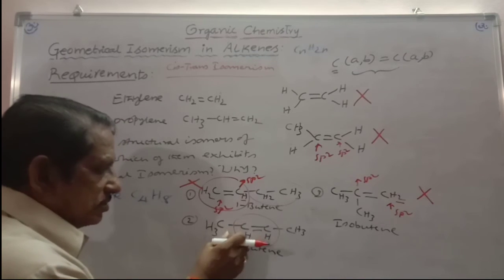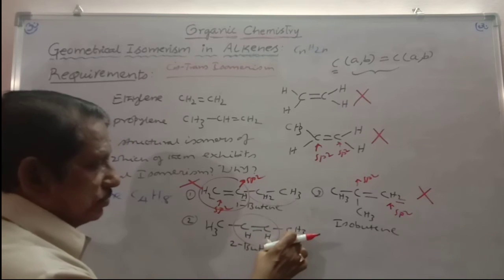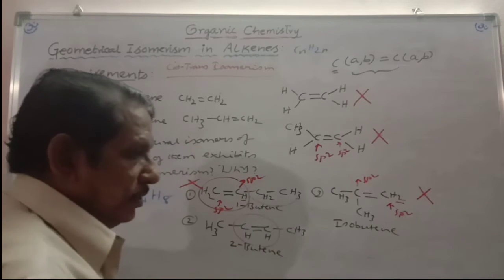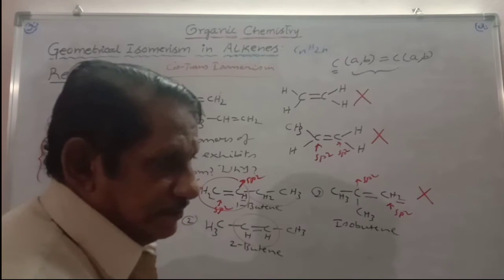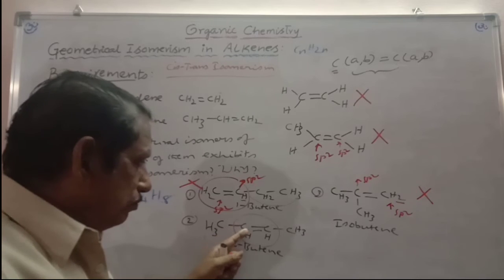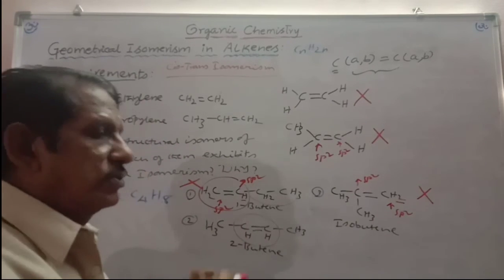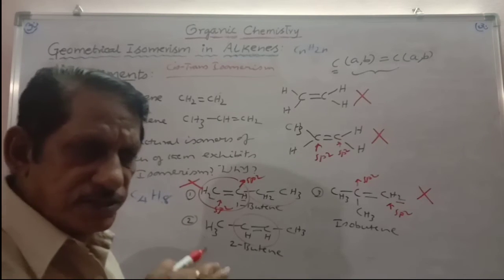So this sp2 carbon is carrying two different groups, right? And this is the second sp2 carbon. This is carrying two different groups, H and CH3. So along with the first condition, the second condition is also fulfilled. That means both the sp2 carbons are carrying two different groups, and those two different groups in both the carbons are the same. Condition is completely fulfilled.